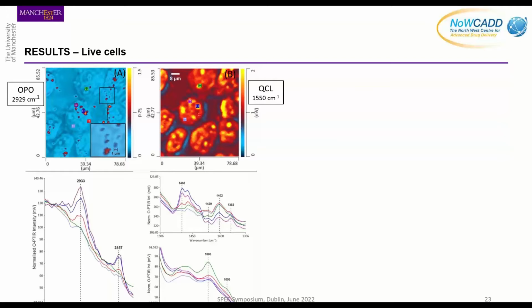So the OPO, this is again the live cells, which is really nice to have the OPO as well as the QCL. So this is just an image at 1550. And you can see we've got the bright spots, which I'm not going to go into. But when you have the OPO, it's exactly the same cells, practically exactly the same area. And you can see, obviously, because we've honed in on 2929, we're starting to see the lipids really light up.